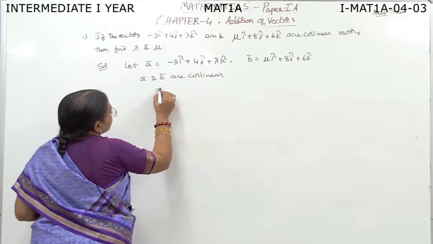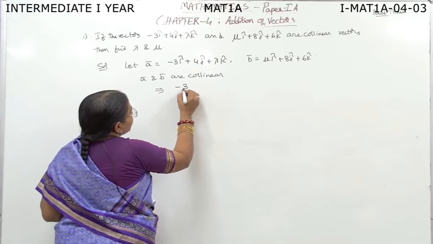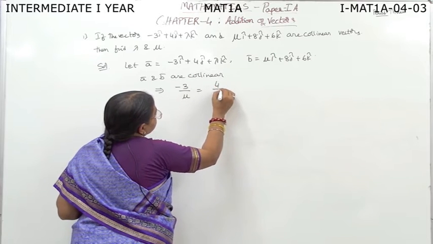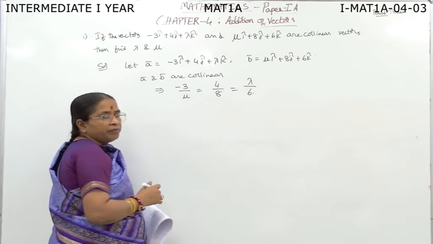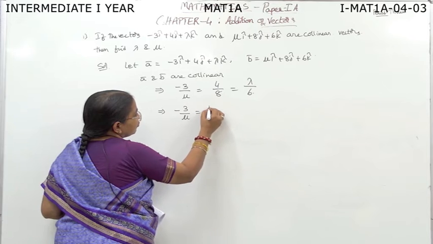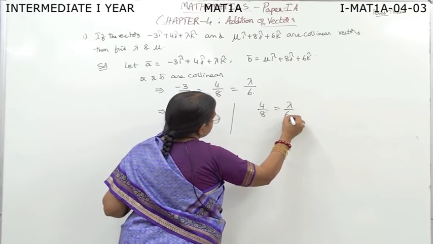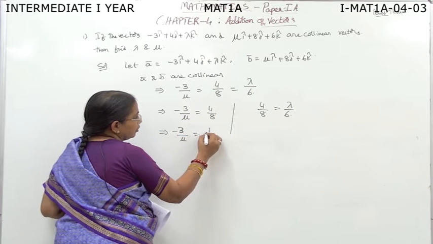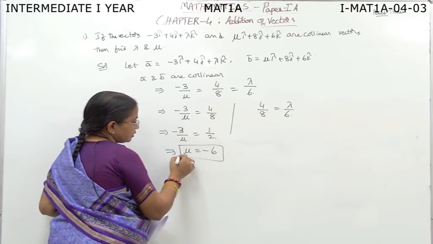Which implies that their corresponding coefficients are proportional. So that means we have minus 3 by mu, the i coefficients ratio, is equal to the j coefficients ratio, is equal to the k coefficients ratio, lambda by 6. They are proportional. So we'll take the first one. Minus 3 by mu is equal to 4 by 8, and 4 by 8 is nothing but 1 by 2. So minus 3 by mu is equal to 1 by 2, which implies that mu is equal to minus 6. So this is the mu value.